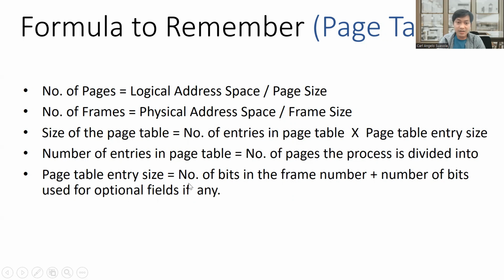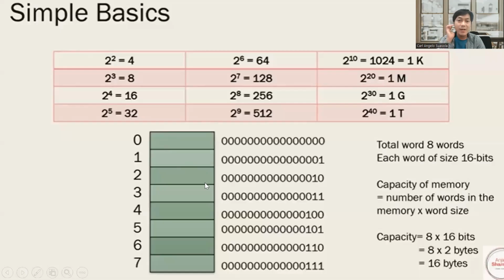So page table entry size is the number of bits in frame number plus the number of bits used for optional fields, if any. So example, in simple basics, if we have 2 to the power of 2, we have 4 pages. So 2 to the 3, we have 8.